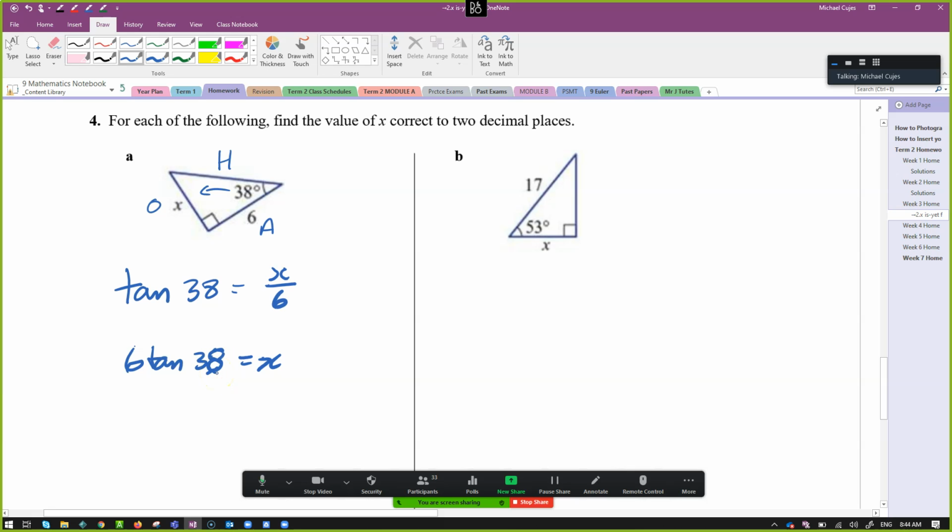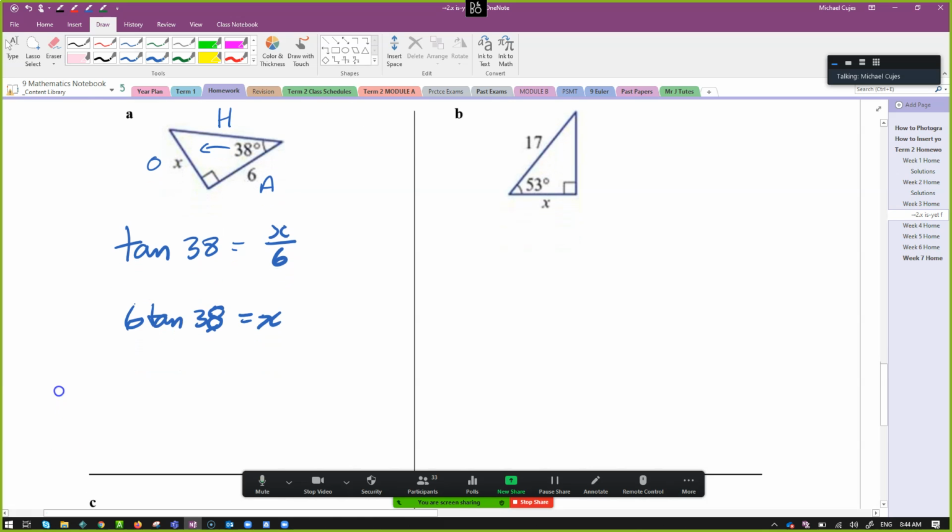Come on, little calculator. Now, it says to answer correct to 2 decimal places. Someone's going to have to help me out here. I do not have a calculator on me. X is approximately equal to 4.6. Sounds a little bit small.